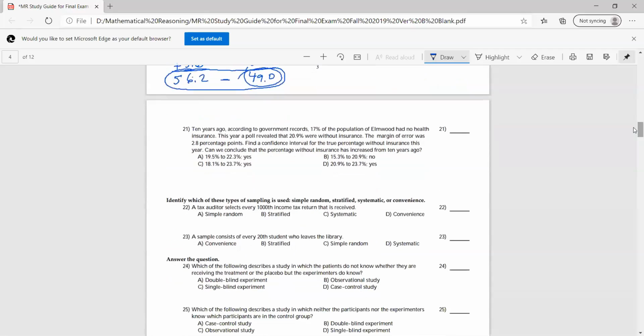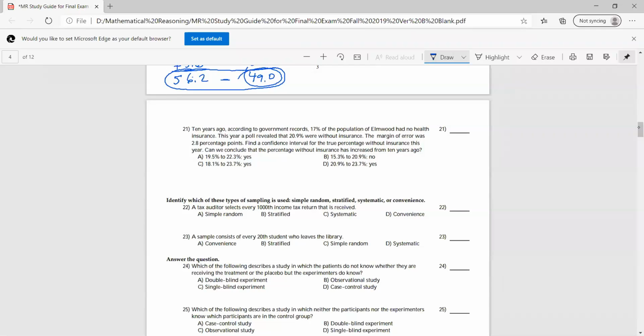Okay, 21. Ten years ago, according to government records, 17% of the population of Elmwood had no health insurance. This year, a poll revealed that 20.9% were without insurance. The margin of error was 2.8 percentage points. Find a confidence interval for the true percentage without insurance this year. Can we conclude that the percentage without insurance has increased from 10 years ago?